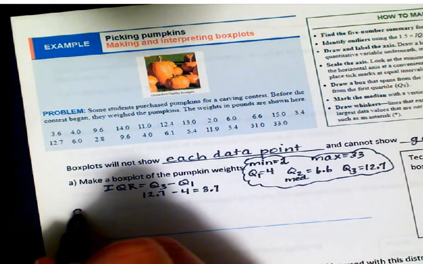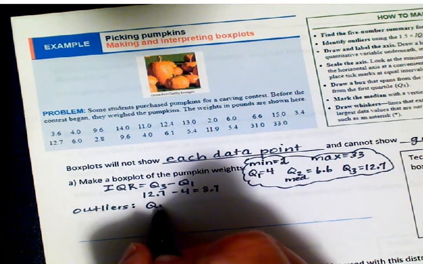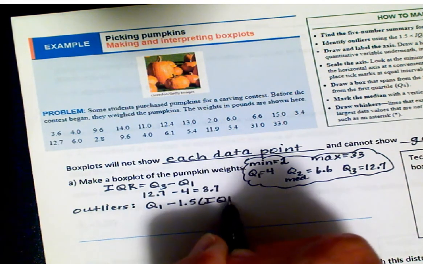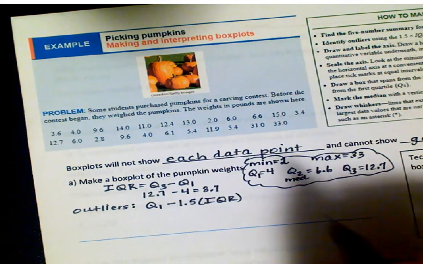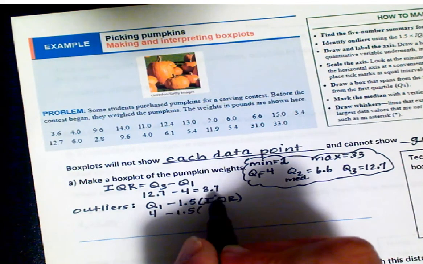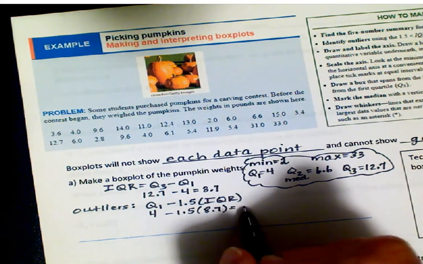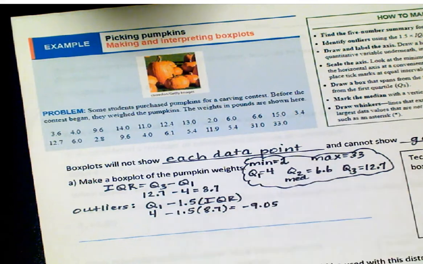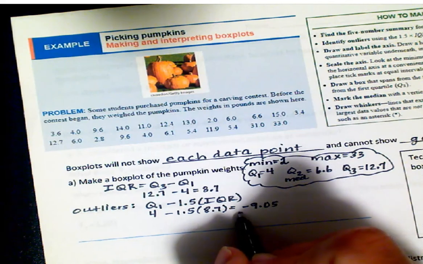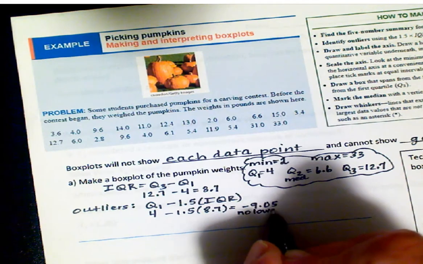So then to find the outliers, I'm going to write down the formula. It was Q1 minus 1.5 times the IQR. So we're going to just sub the numbers in. Q1 was 4, and then minus 1.5 times 8.7. When you put that in the calculator, you get negative 9.05. We do not have any values that are negative 9.05 or below. So there are no lower outliers.